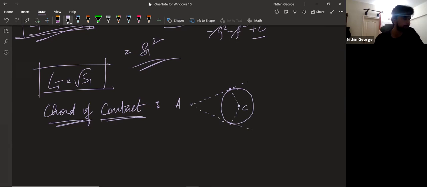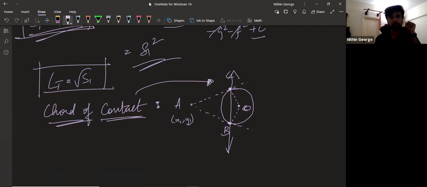Now, we have the center here, and some points here, B and C. What do you mean by chord of contact? You have a point here, x1, comma y1, with respect to which you need to find the chord of contact. The idea is this, guys. For chord of contact, you draw two tangents from that point. They will meet the curve at two points C and B. Through C and B, the chord you draw will be called the chord of contact.